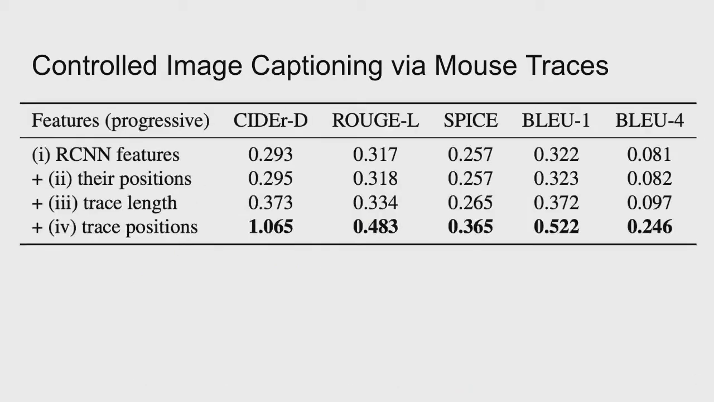Okay, let me show you really quickly. So basically, you can do controlled image captioning by mouse trace, right? I mean, converting this trace into a sequence of bounding boxes and describing it in an image. Here, the CIDEr score is really high when you incorporate trace position, just because it corresponds well with the target, right? Because the target has some kind of control to it.